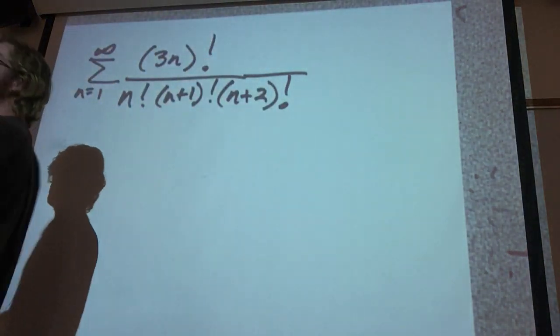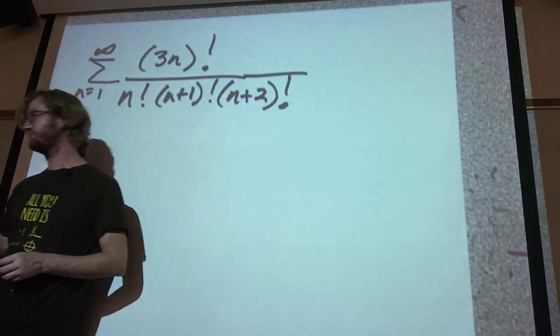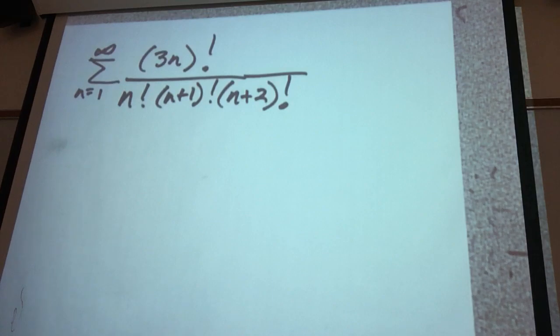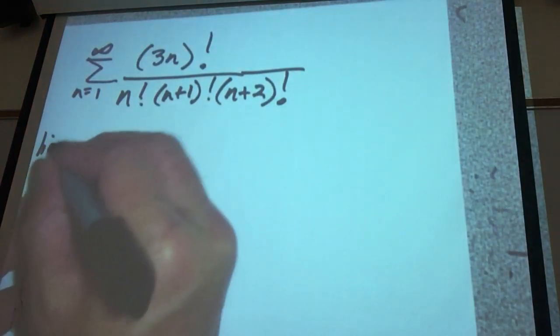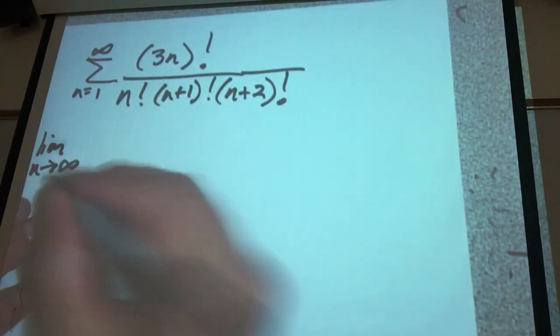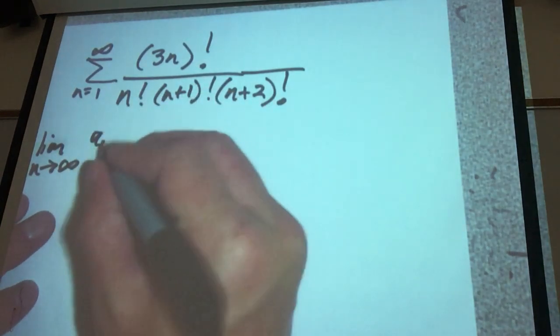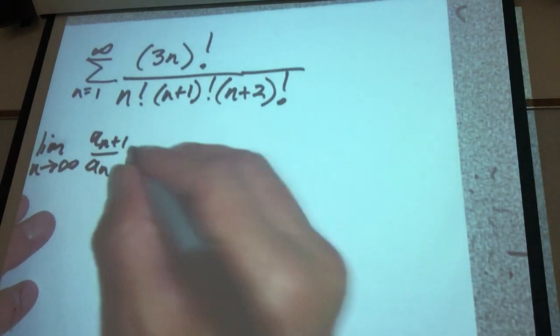All right, let's try one with some trickier factorials. So for this one right here, if I took the limit as n tends towards infinity, I'm going to write this out in a couple of steps. And this is already positive, so I'm going to leave off the absolute value signs on this one.